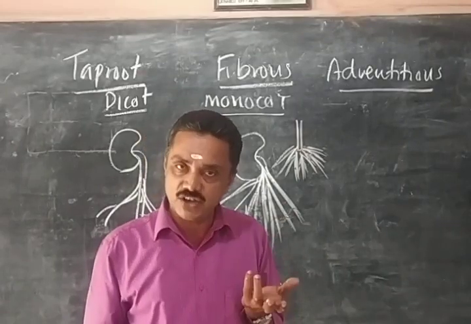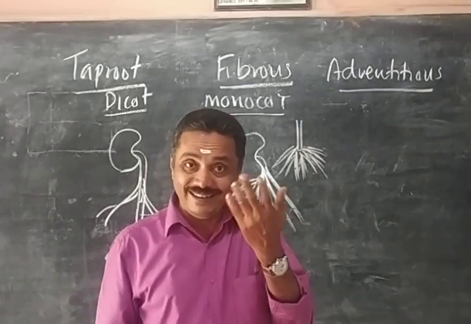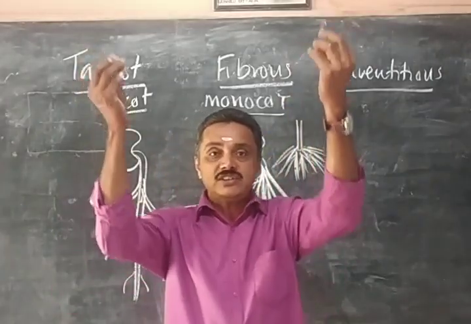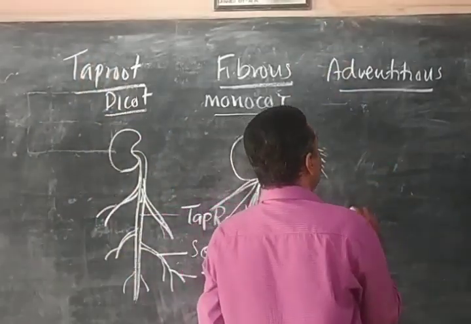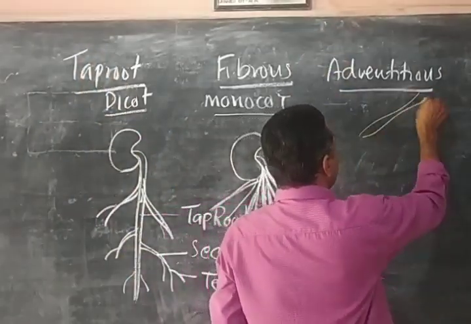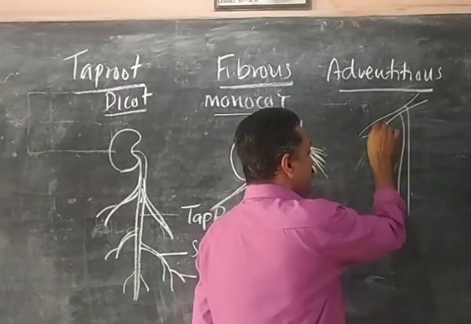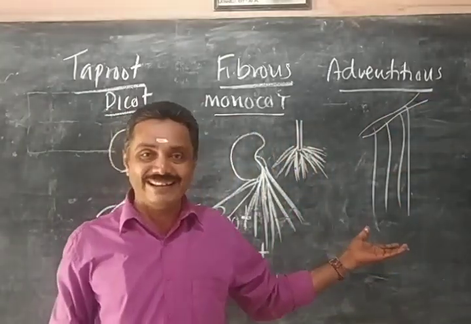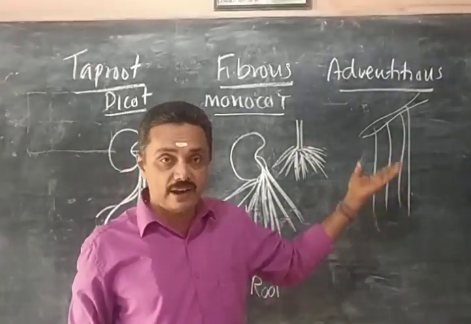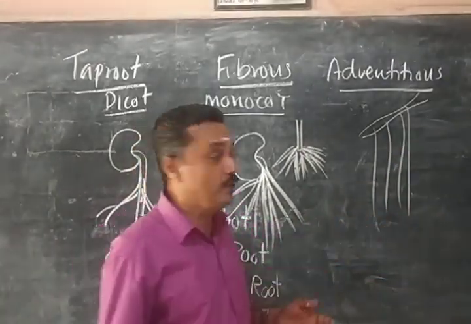Are you seeing such cases? In the banyan tree, you can see that roots are hanging down from the branches. You can see the roadside banyan trees there. From the branches roots are hanging down. These are called adventitious roots.